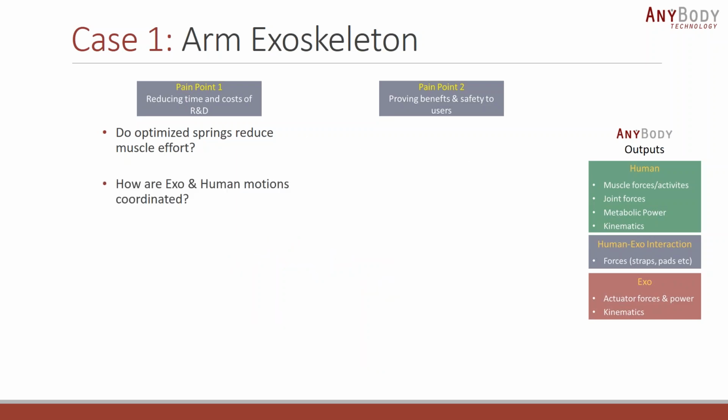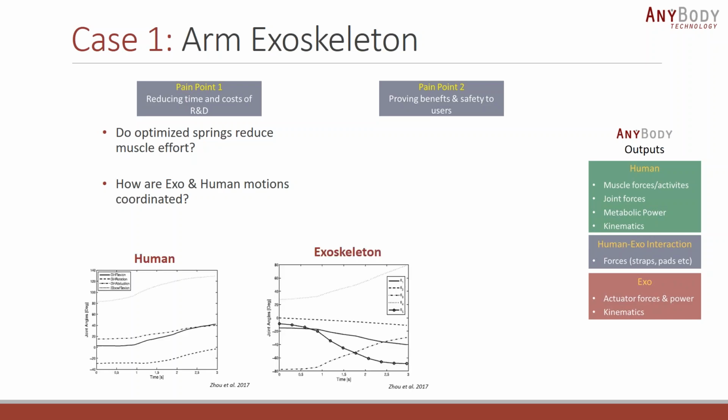They were then interested in looking at how the exoskeleton and human motions were coordinated. For this, they looked at the kinematics of the human and the kinematics of the exo, again outputs that you get from the simulation. And these were presented as joint angle values.